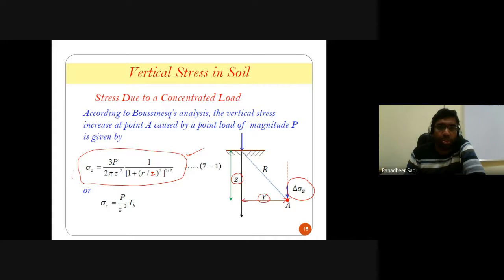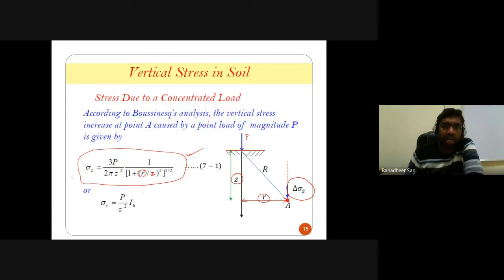What does P refer to? P indicates the intensity of the point load applied on the ground surface, and z indicates at what depth point A is chosen from the ground surface. And in this expression, r is indicated, small r. What does that small r refer to? At what radial distance point A exists from the axis of the loading. So that is what is called your r, the radial distance.